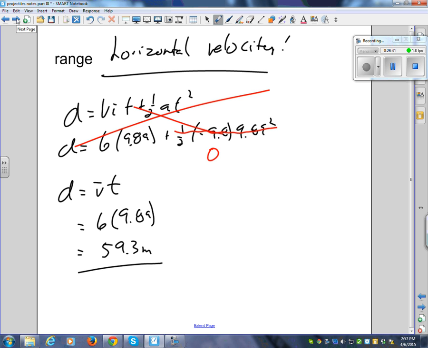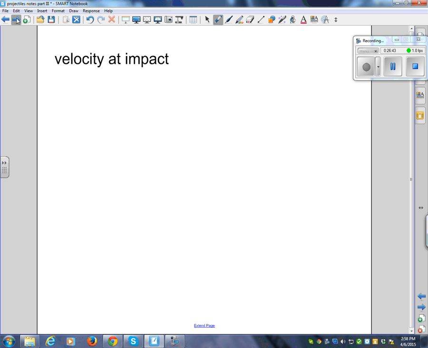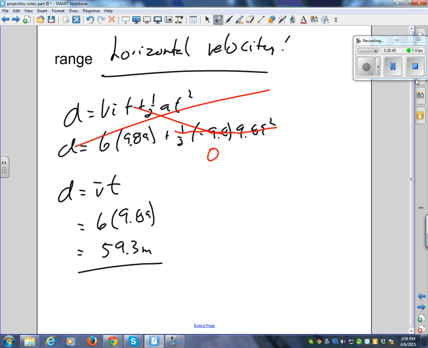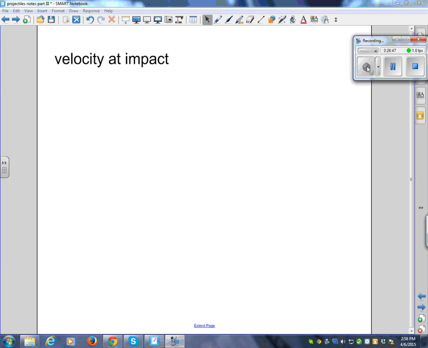There is, you're right. What is that next part? Velocity at impact. How do I find the velocity at impact? Same way we've always done. Take the horizontal, which is 6, and take the vertical. Do I know the vertical? Is it 8? No, it was 8 originally. Now what is it?